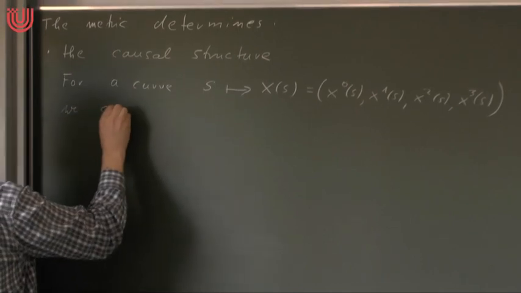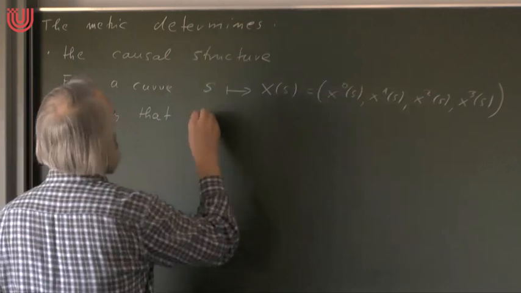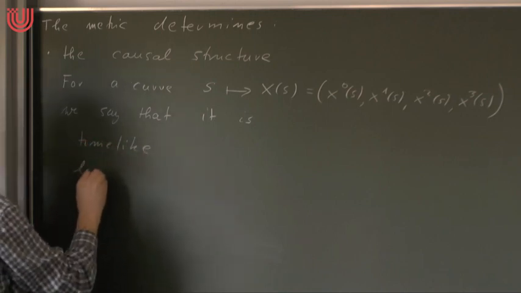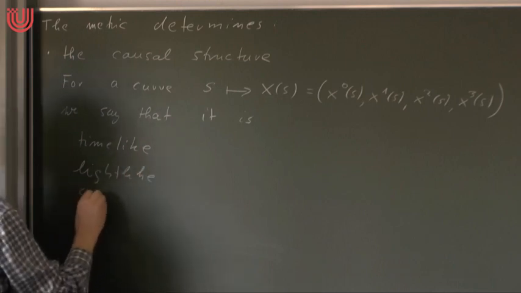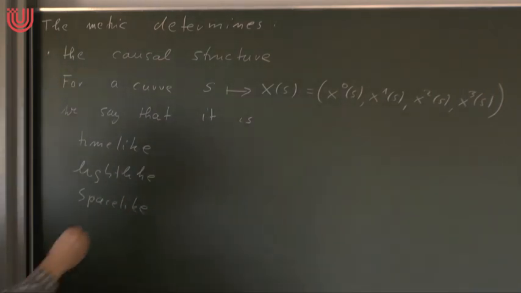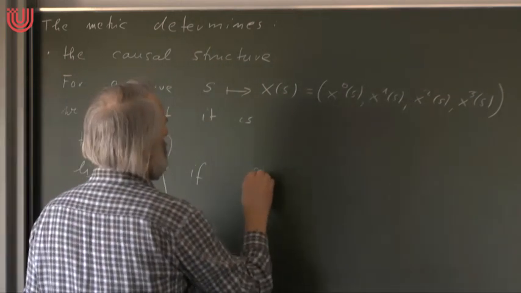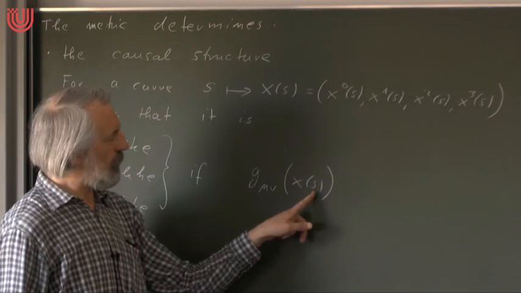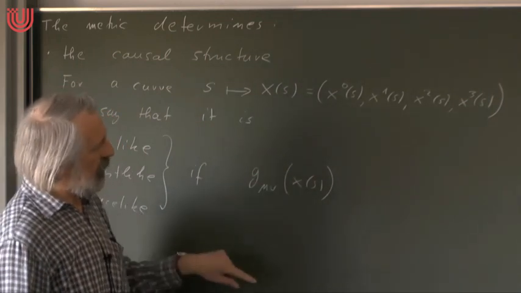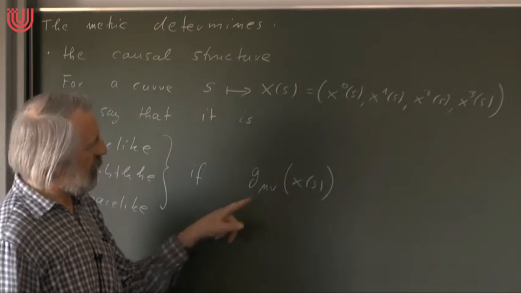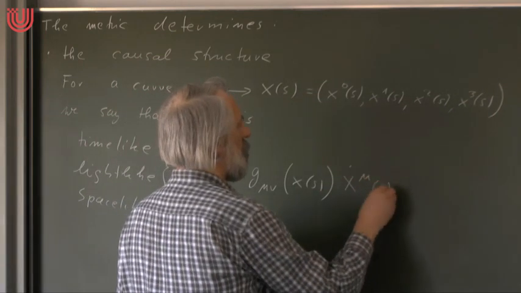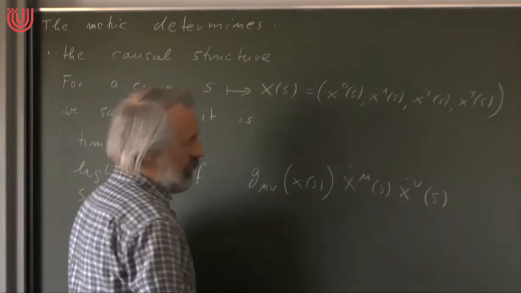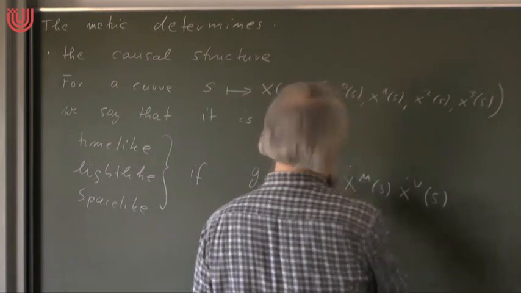We say that it is time-like, light-like, or space-like if the following holds. We look at this expression. The metric is a function of space-time points, so I can evaluate it along the curve. If s is running over a certain interval, then this runs along a curve in the manifold, and I evaluate my metric coefficients along this curve. I can multiply this with the derivatives, where the dot means derivative with respect to s. And this thing can be positive, negative, or zero. That's exactly this distinction.